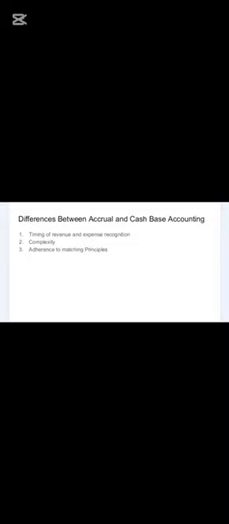The next aspect is in their complexity. Cash basis accounting is simpler and easier to implement. It does not require complex accounting systems or extensive record keeping. Accrual accounting is more intricate. It requires more robust systems to track items owed to others or owed to you.